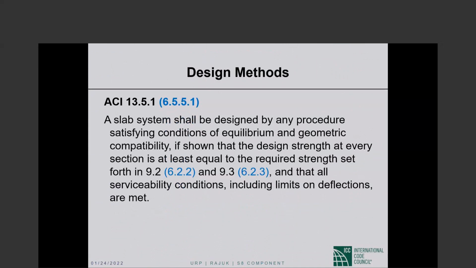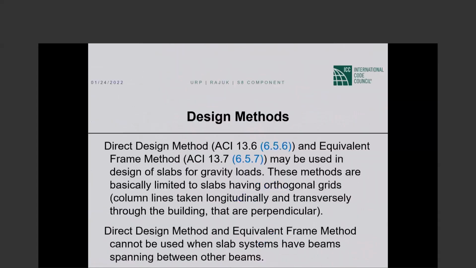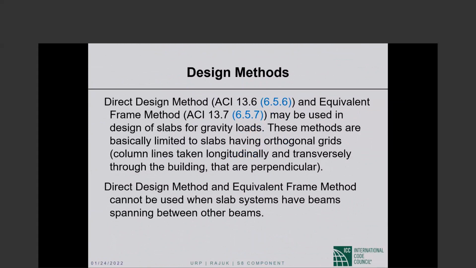Okay, so now it is design method. A slab system shall be designed by any procedure satisfying conditions of equilibrium and geometric compatibility if shown that the design strength at every section is at least equal to the required strength. Okay? And that all serviceability conditions, including limits on deflections, are met. So any method that satisfies equilibrium and compatibility. Two such methods are specifically given in the code.